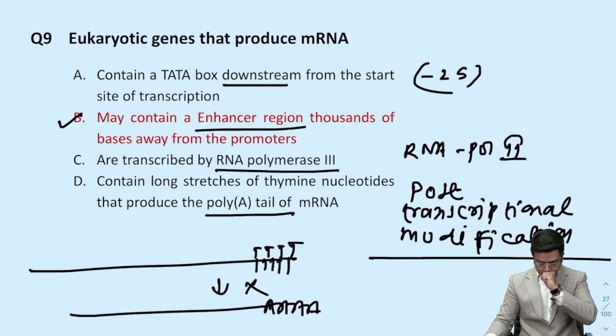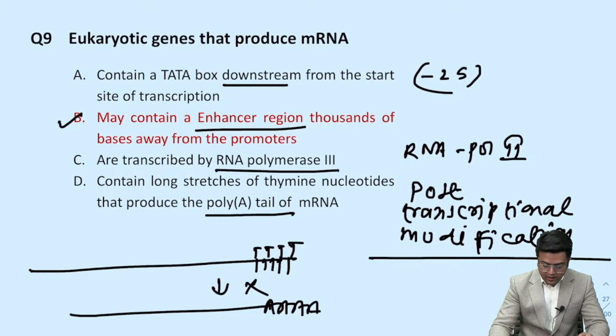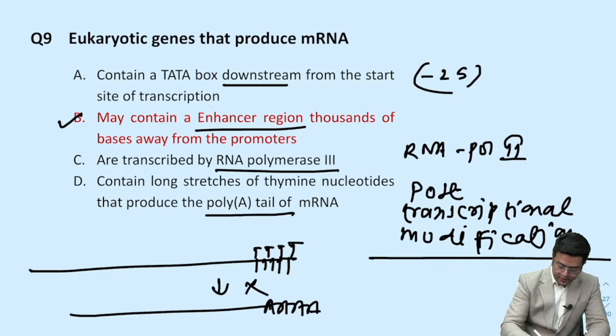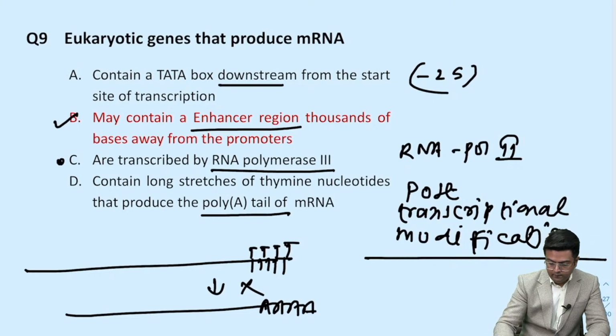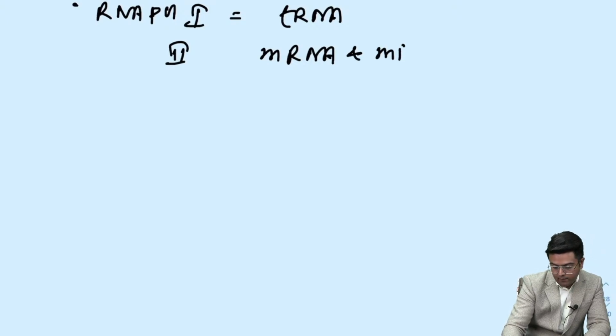Okay guys, sorry. So hope you understood all this concept. Okay, so that is your eukaryotic genes that produce the mRNA. Now guys, before moving further, first of all, let's look at this point. They are transcribed by RNA polymerase 3, right? Guys, RNA polymerase 1, this makes the tRNA. 2, this makes the messenger RNA and the microRNA also, right?